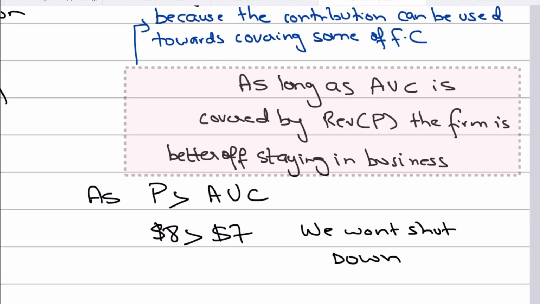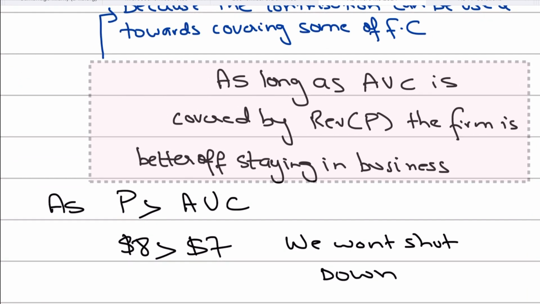So as long as average variable cost is covered by your revenue, the firm is better off. It's worthwhile staying in business. I mean, the firm should stay.